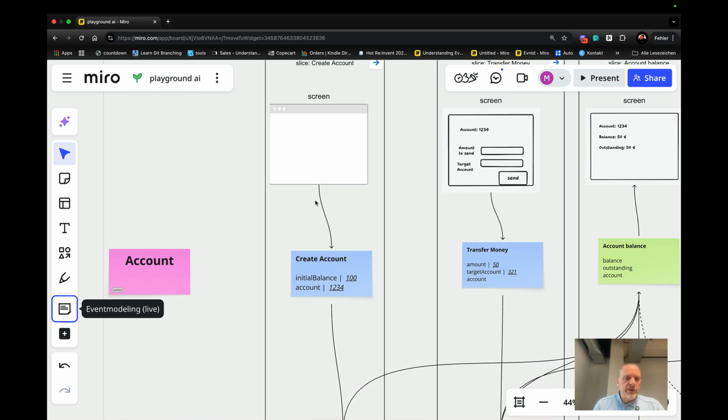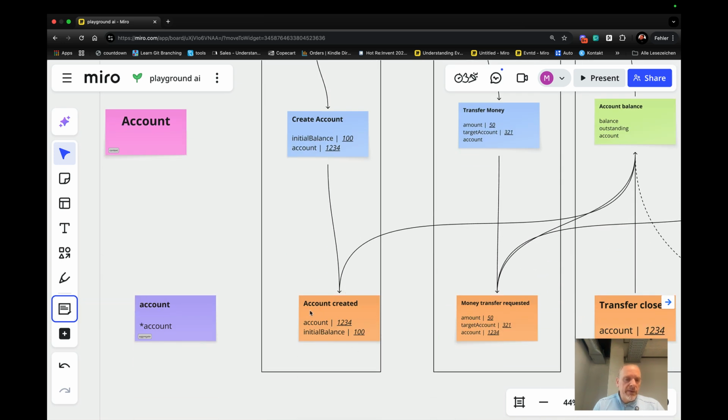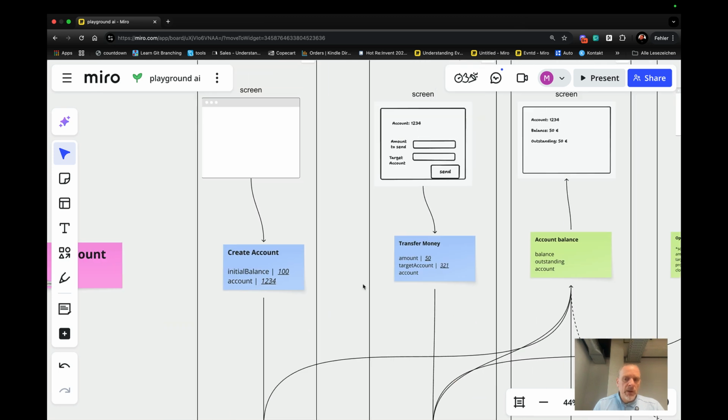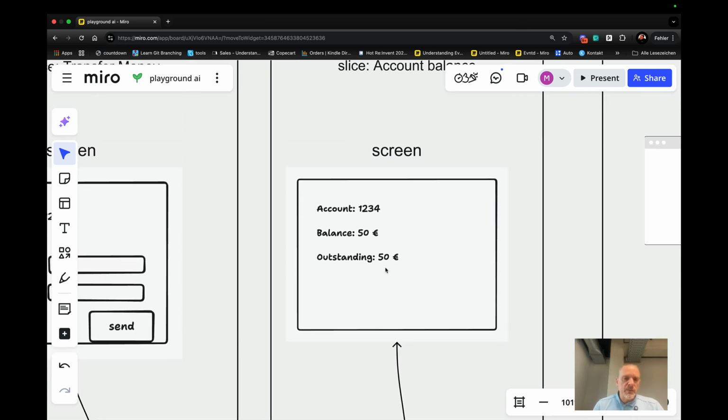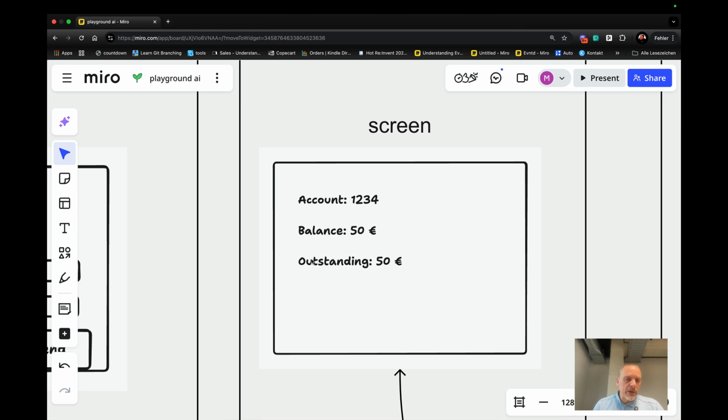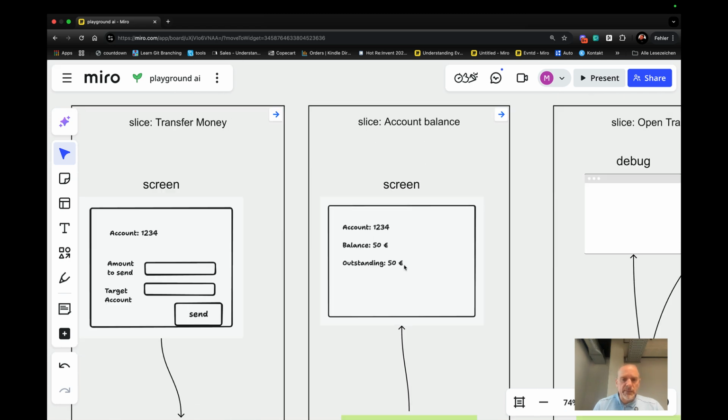So what we have here is a screen, and the user can open an account and we can give it an initial balance. So the first event we are talking about is account created with an initial balance. Now we have the possibility to display the account balance. For this we have a read model which just displays the account balance, and we have something like outstanding. You see in a second what outstanding means.